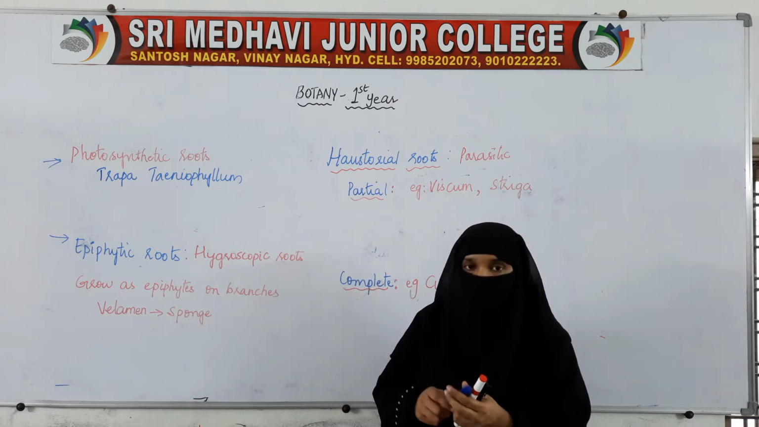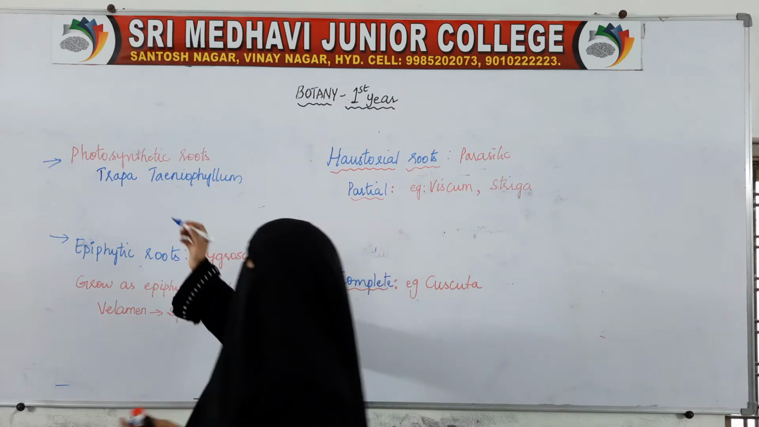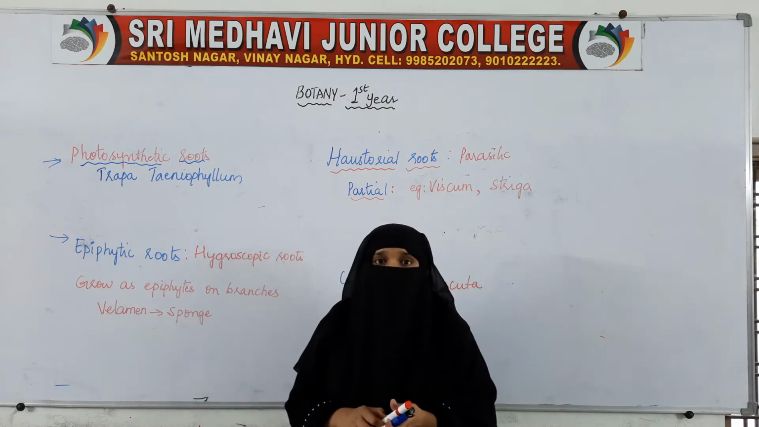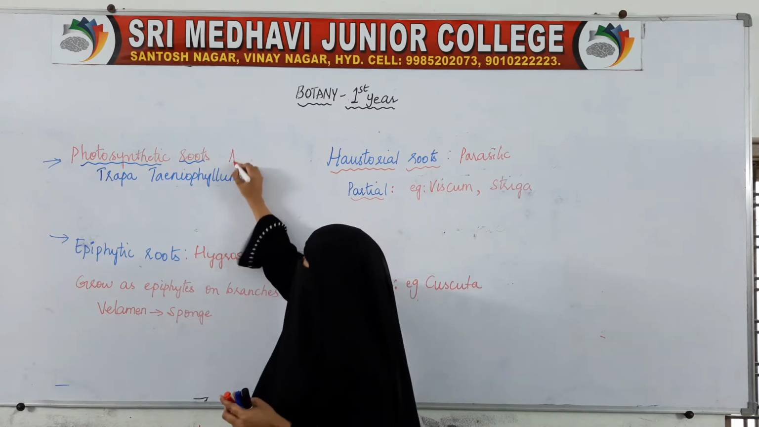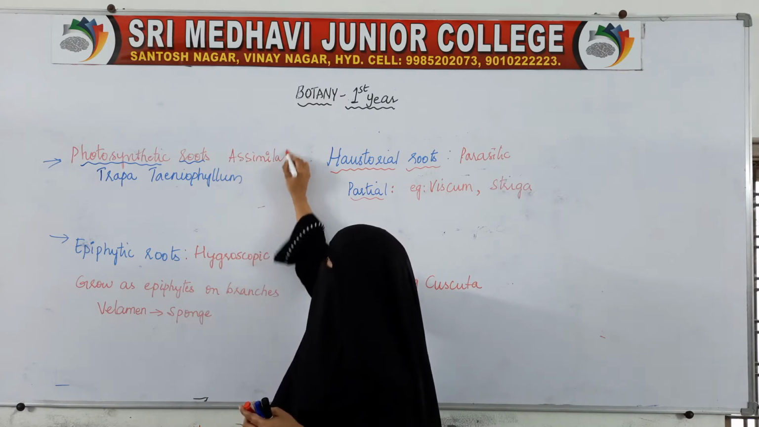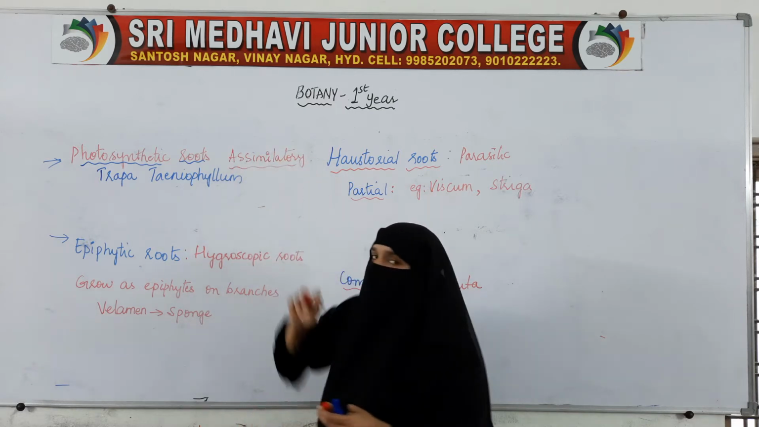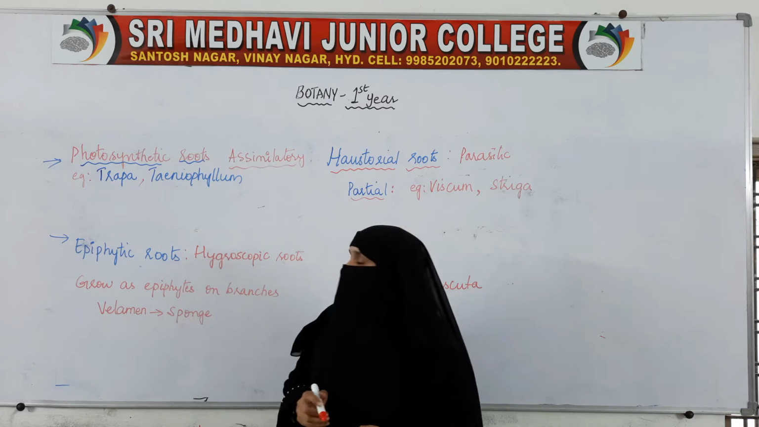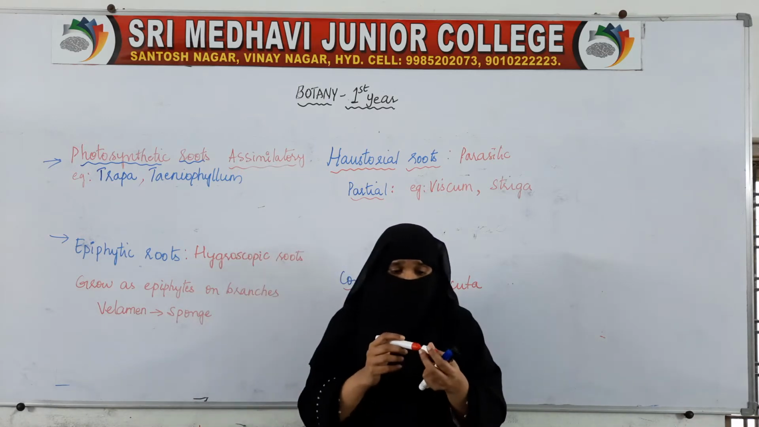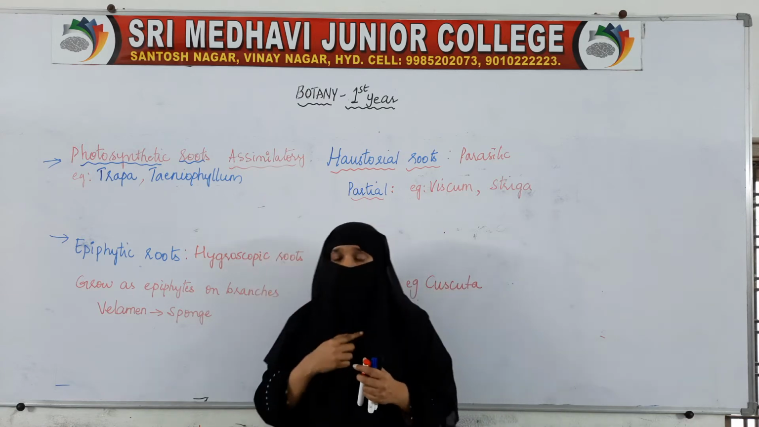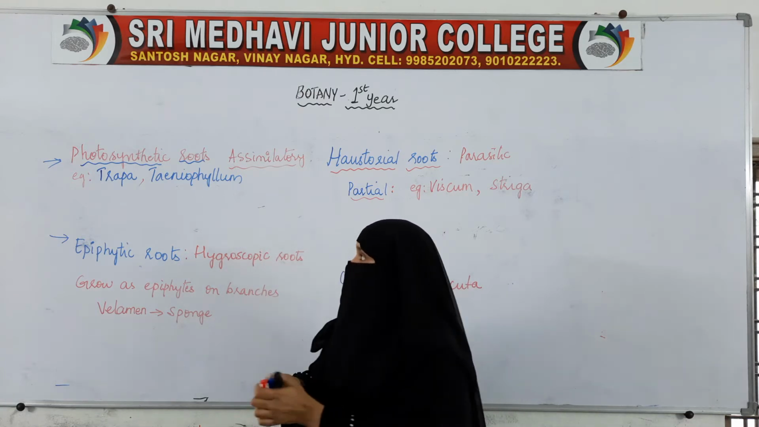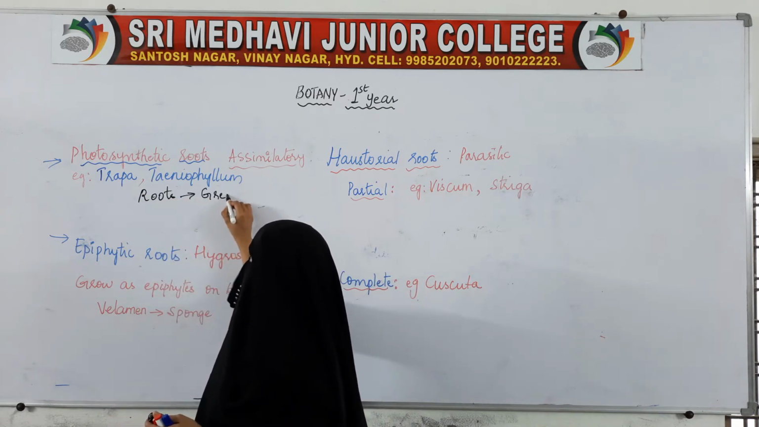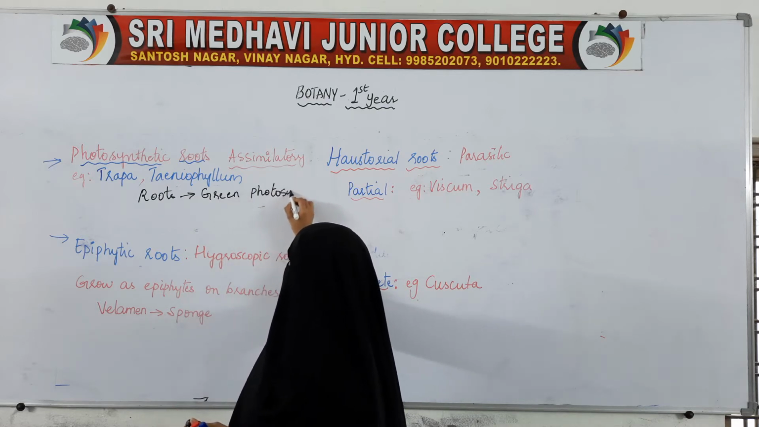Here we have another type of roots which are called photosynthetic roots. These photosynthetic roots are also called assimilatory roots. These types of roots are found in Trapa and Tinospora. In this type of photosynthetic root, the roots will become green and photosynthetic.